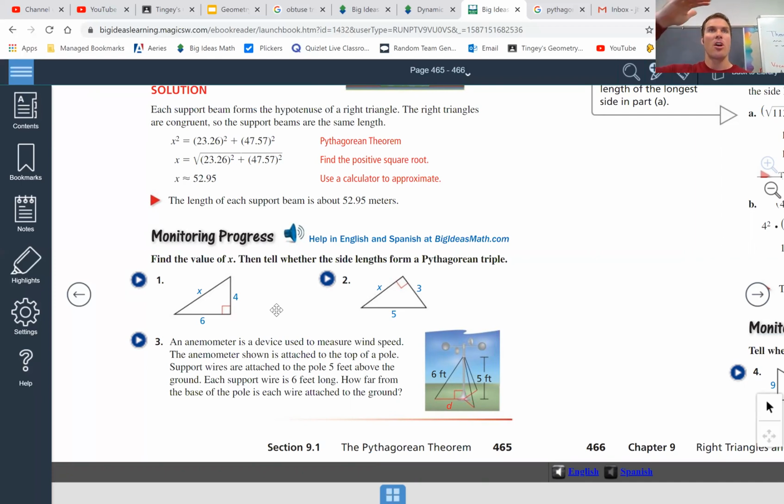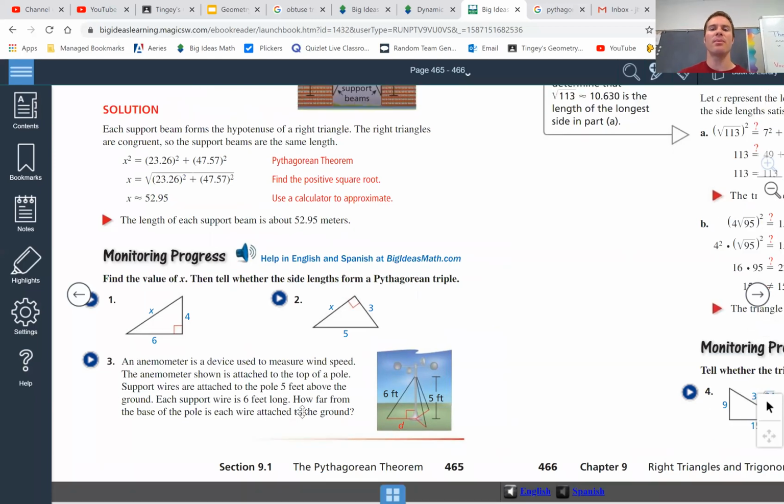I'm looking for big letters, section 9.1. Okay, this is section 9.1. Got it. Boom. Theorem. All right. And then the theorem starts with, okay, cool. Core concept, vocab, monitoring progress. Everything is so easy for me to find.